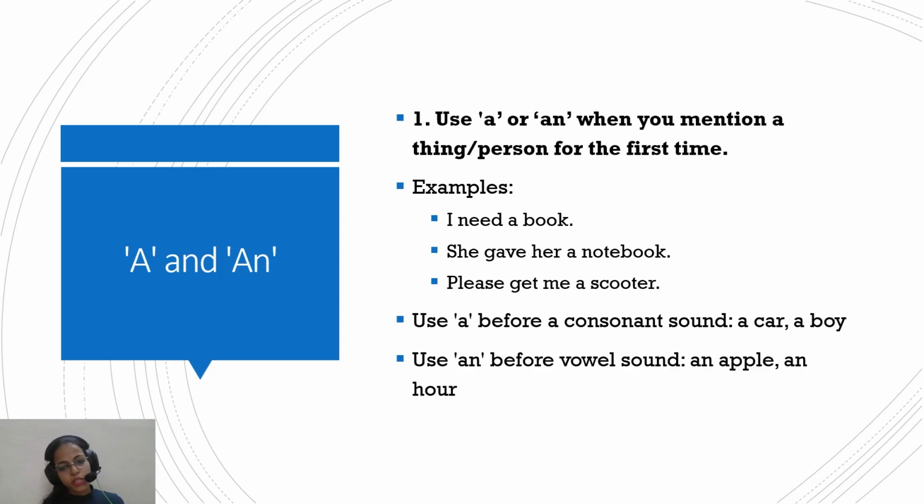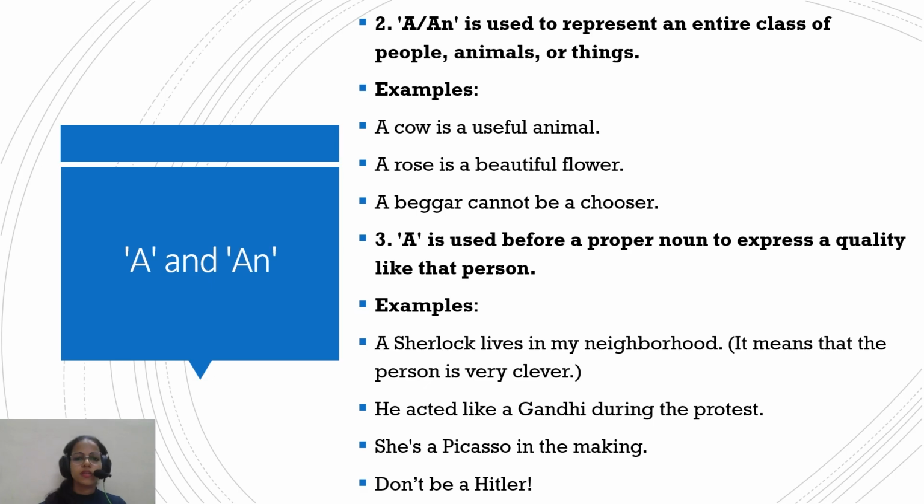Again, mentioned for the first time, so article a. So use a before consonant sounds, a car, a boy. Use an before vowel sounds, an apple, an R. I hope this is clear already.